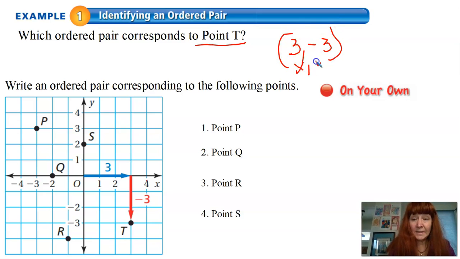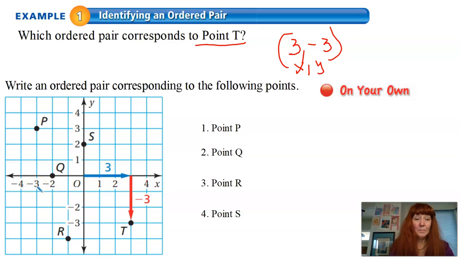So this is the X and this is the Y. X comes first in the alphabet. We always put the X coordinate first, right? I didn't put negative 3, positive 3, because I don't go down first. I always go left or right first.